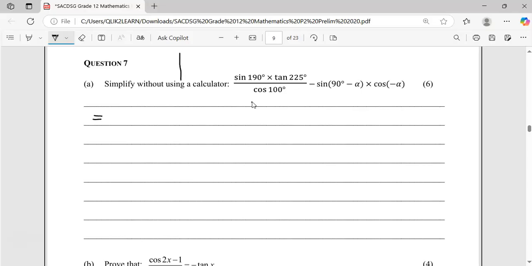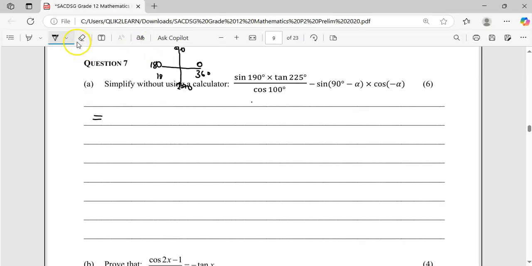Because if we draw a quadrant like this, we know this is 0, this is 360, I have this as 90 degrees, I have this as 180, and this as 270. So now I check where 190 is. Can you see that 190 is between 180 and 270? This is in quadrant 3.